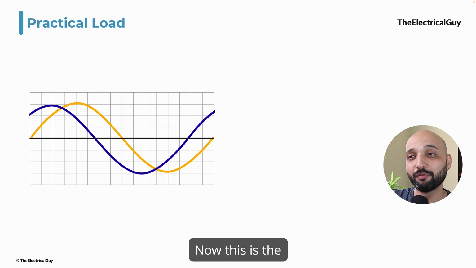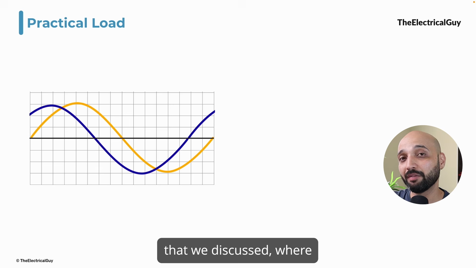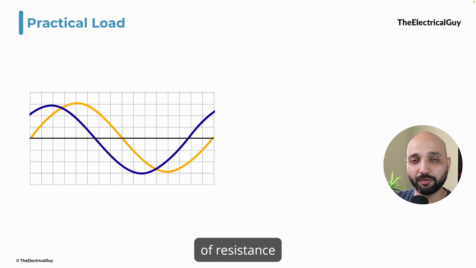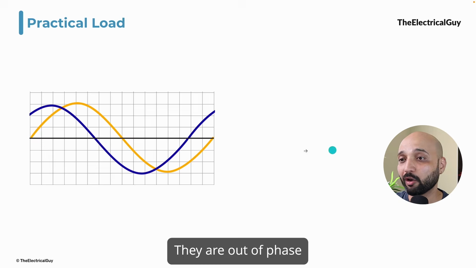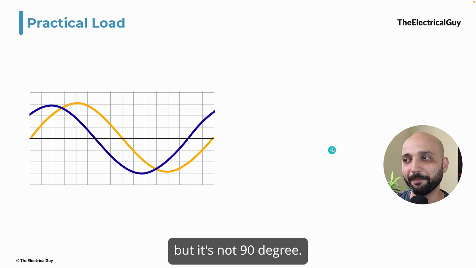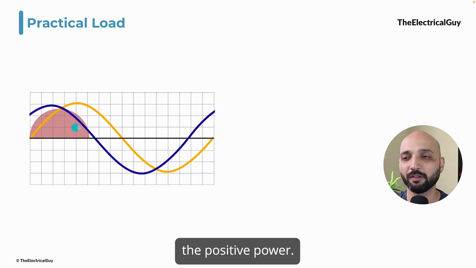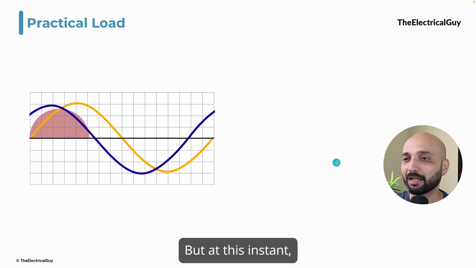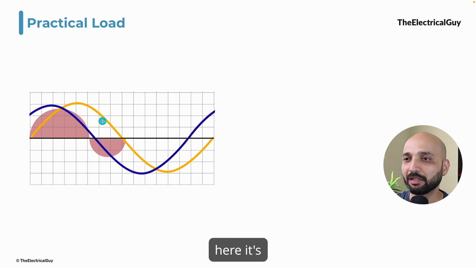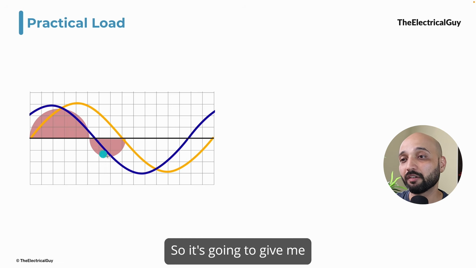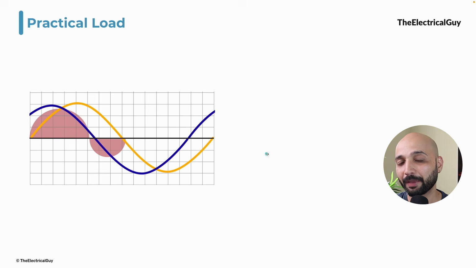This is the waveform of the practical load that we discussed, where we have the combination of resistance and inductance. They are out of phase, but it's not 90 degrees. If you calculate the power here, both values are positive, so it's going to give me positive power, no problem. But at this instant, one value is on the positive side and the other value is negative, so it's going to give me a negative output.